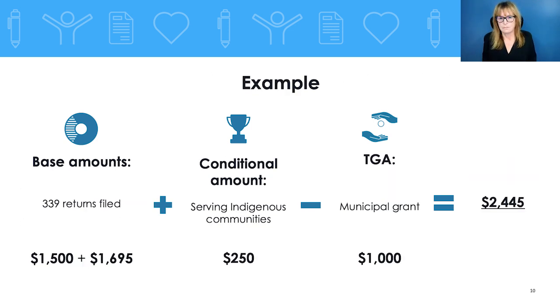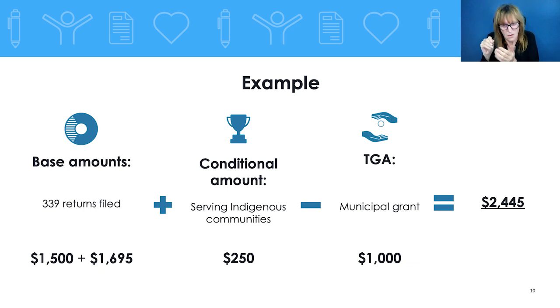Here's an example of a funding calculation. This organization filed 339 returns last year and served Indigenous clients. They also received $1,000 from their municipal government to host free tax clinics. Since they filed 50 or more returns, their base amount would be $1,500. We would then add $5 for each federal tax return filed, for a total of $1,695: 5 times 339.